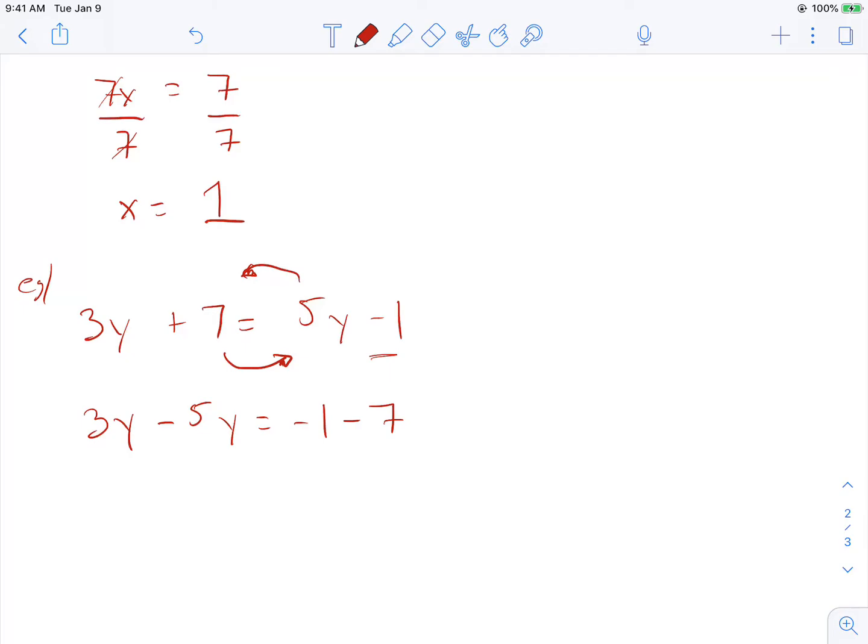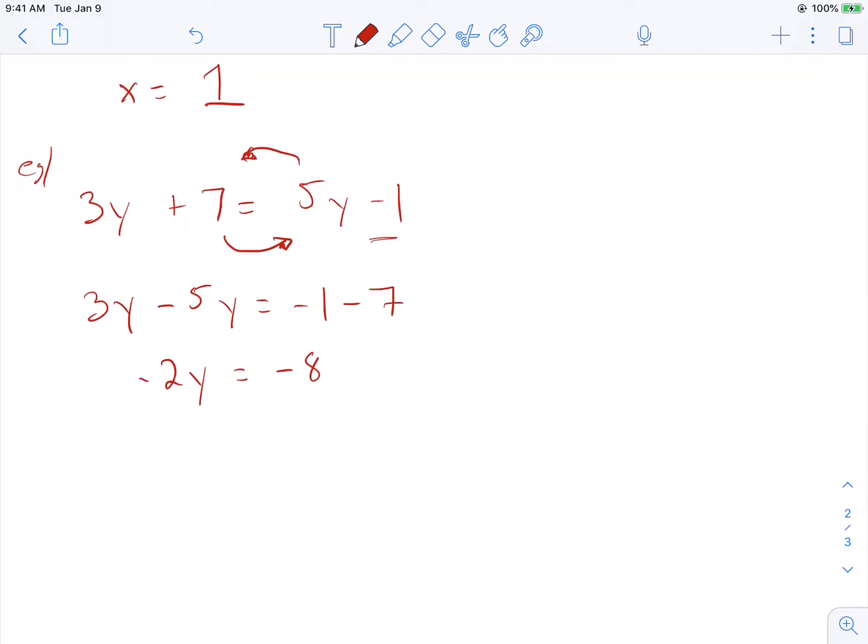Now what we'll do is we'll do the same thing we've done before, collect our like terms. 3y minus 5y, remember you're only looking at the numbers in front. 3 minus 5 is negative 2, and then just put that y on the end, equals negative 1 minus 7. Negative 1 minus 7 is negative 8.